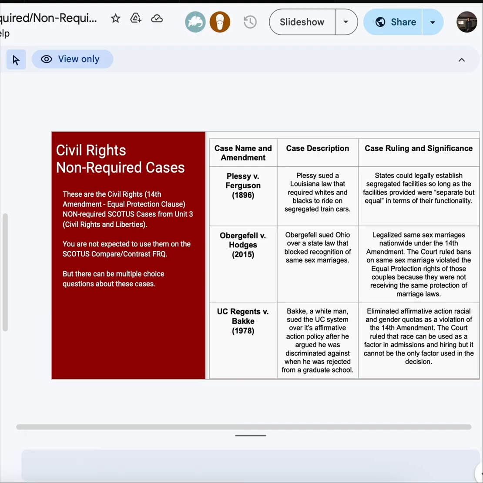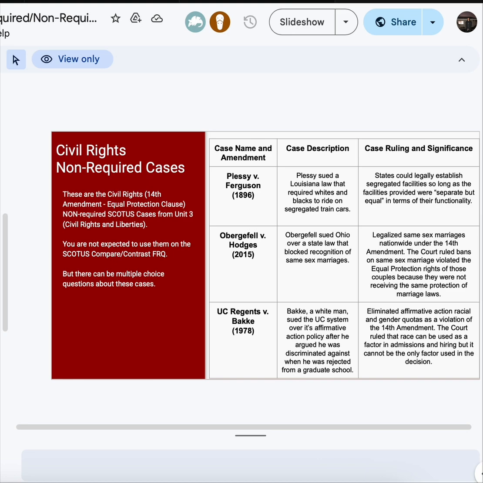Engel v. Vitale, school-sponsored prayer is unconstitutional. Gideon v. Wainwright, poor defendants have the right to a free lawyer. Griswold v. Connecticut, the Constitution protects a right to privacy and personal decisions. Miranda v. Arizona, police must inform suspects of their rights before questioning. In Tinker v. Des Moines, students have free speech rights at school. Brandenburg v. Ohio, speech is protected unless it causes imminent lawless action.